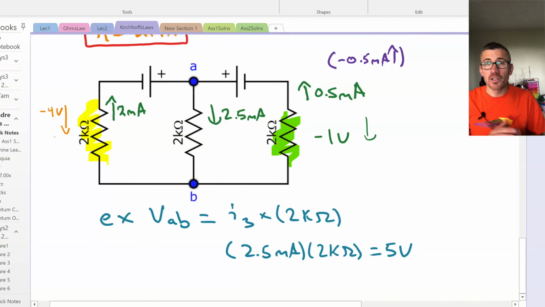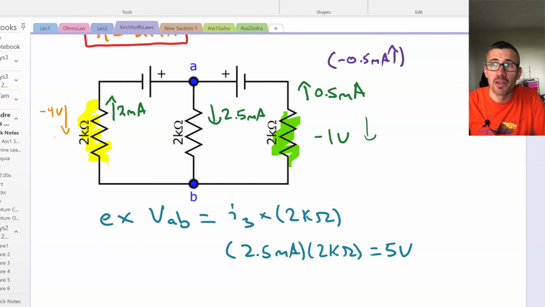Okay, so that's it for the Kirchhoff method. Next time we're going to try a new method. We're going to use the linearity of circuits in a technique called superposition.